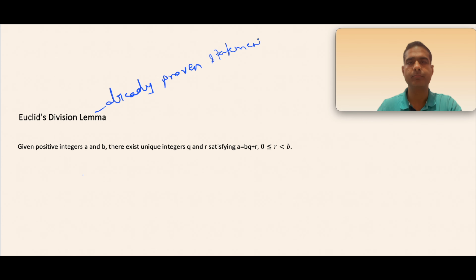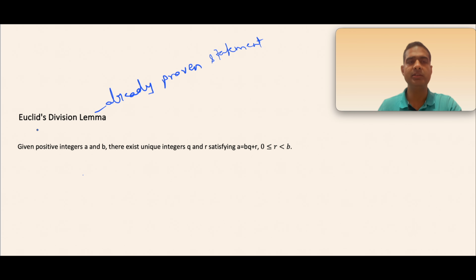So the first thing we are going to study is Euclid's division lemma. Now what is a lemma? A lemma is an already proven statement. So a lemma is already proven statement, so we don't need to prove it again.